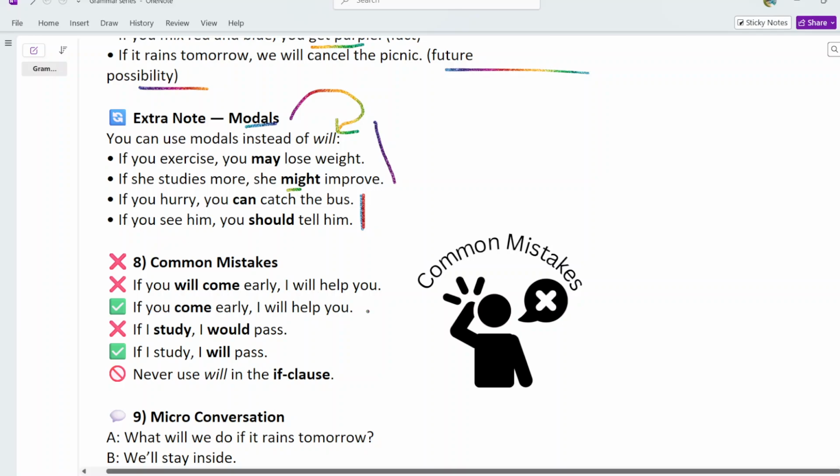Okay, so a big rule: never use will in the part where there is an if. For example, what did I say? Never use will in the part where if exists. That's one of the common mistakes people make. For example, "if you will come early, I will help you." Never use will with this. Use it in the second part. You see, if you come early, I will help you. Don't use will two times.